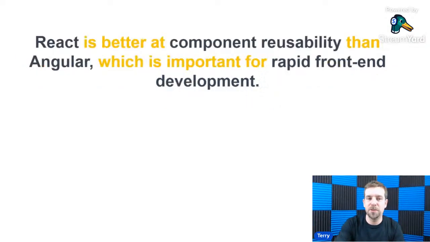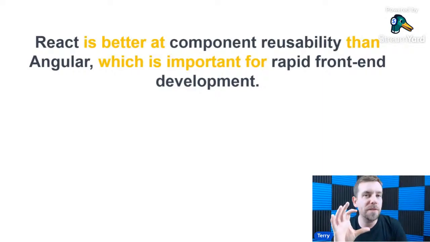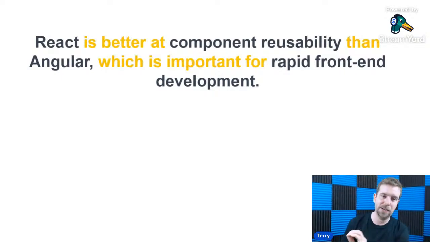Let's see some examples. React is better at component reusability than, now the N is a strong pronunciation in the comparison, than. Now, the TH has a millisecond of vibration. You put your teeth here, than, but I want to hear a very, very, very strong N. Better at component reusability than Angular, which is important for rapid front end development.